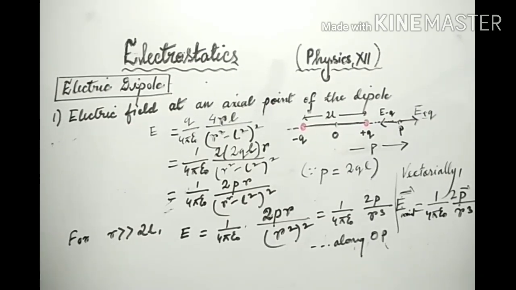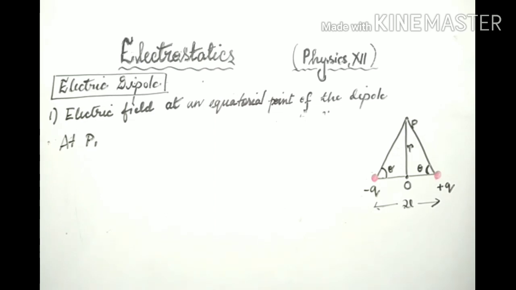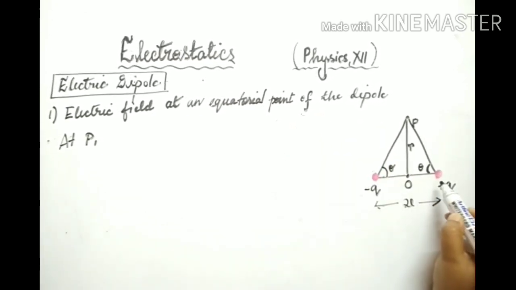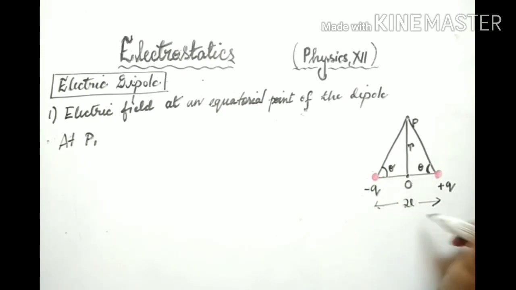Now we will see the electric field at an equatorial point of a dipole. So let us see how to find out the electric field at an equatorial point of a dipole. So what is an equatorial point? These are the two charges, and these are separated by a small distance 2l.